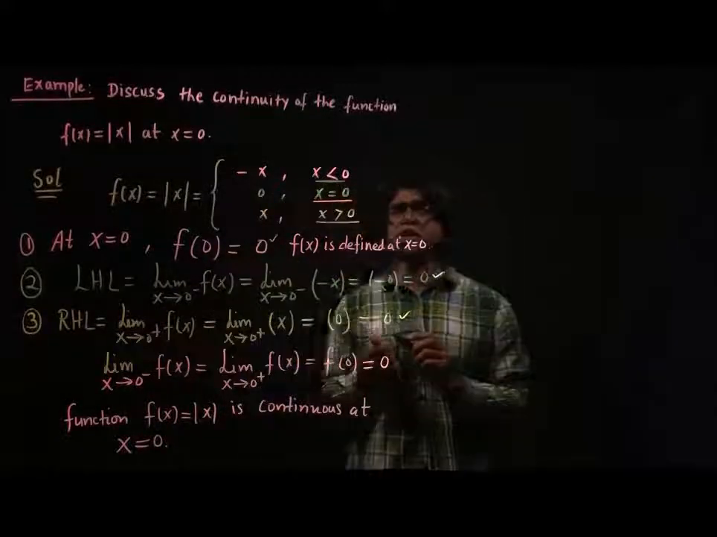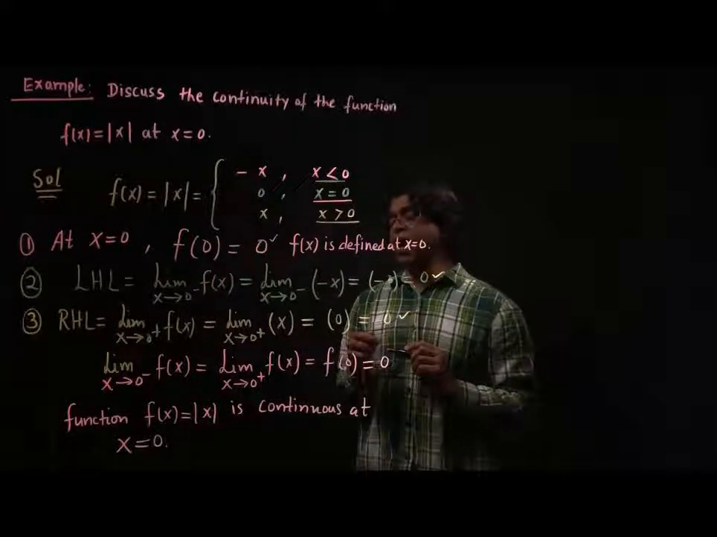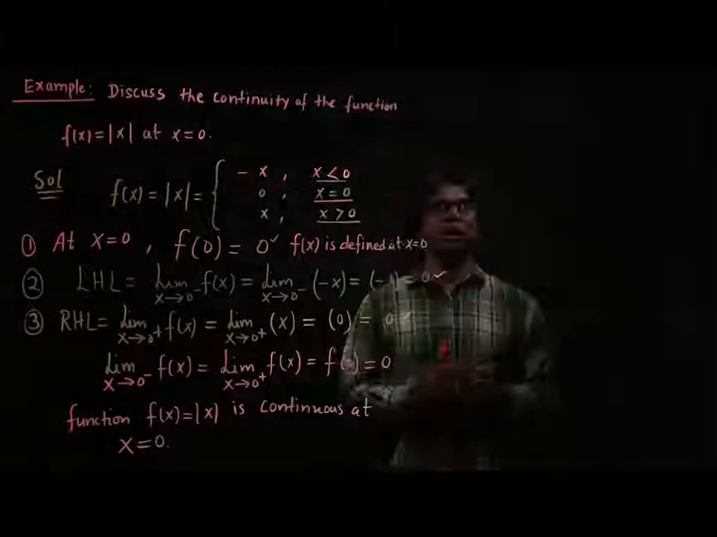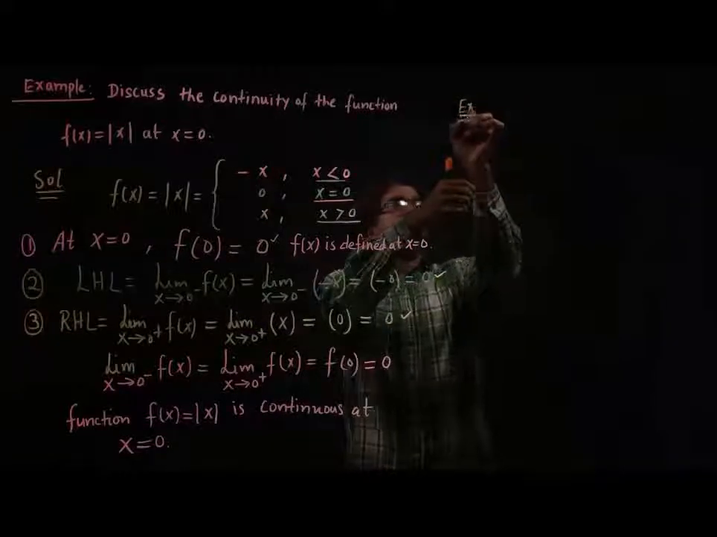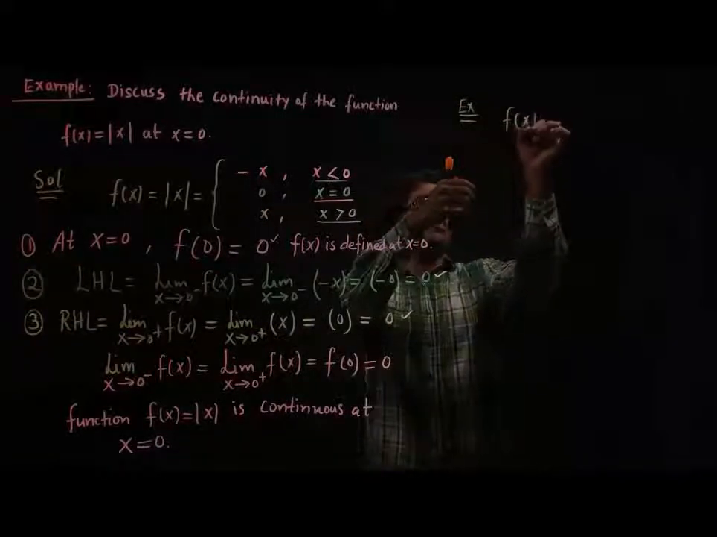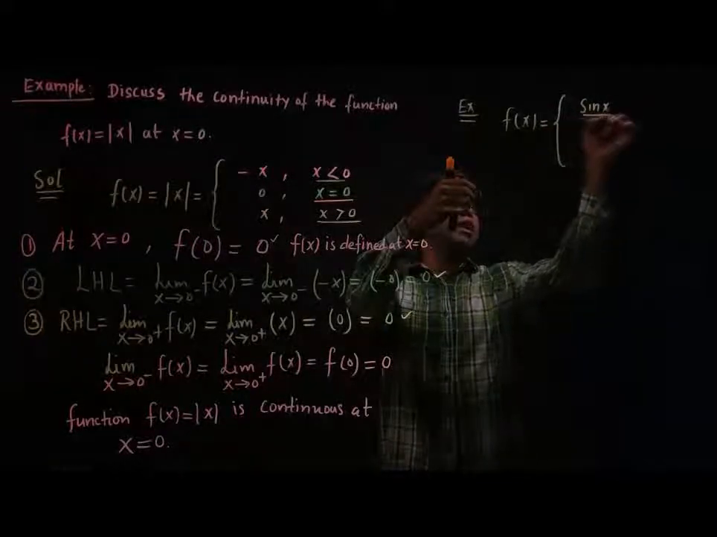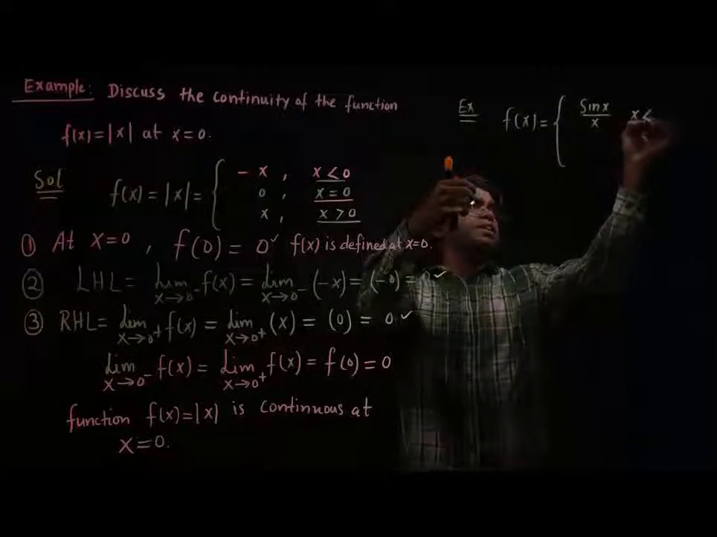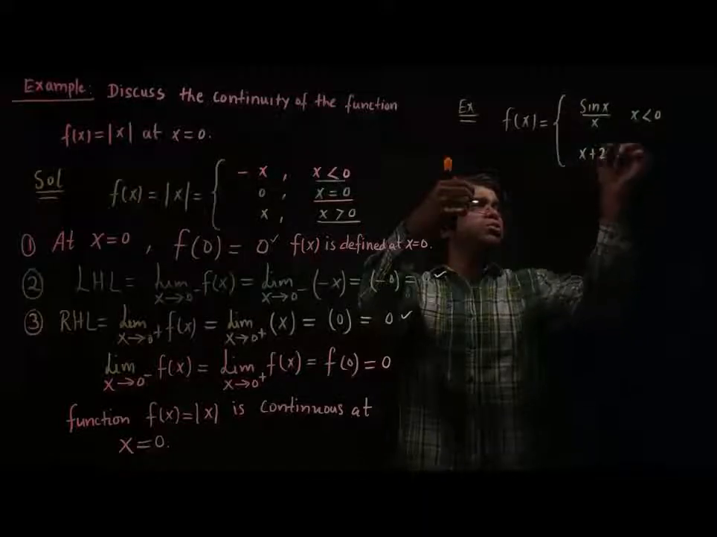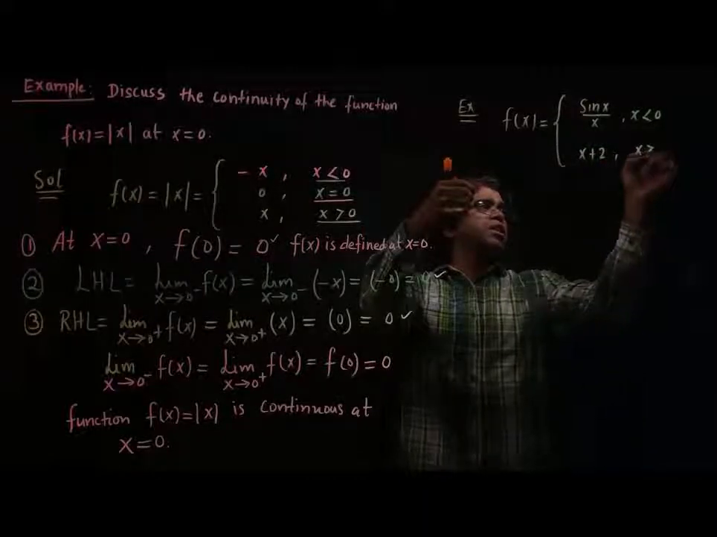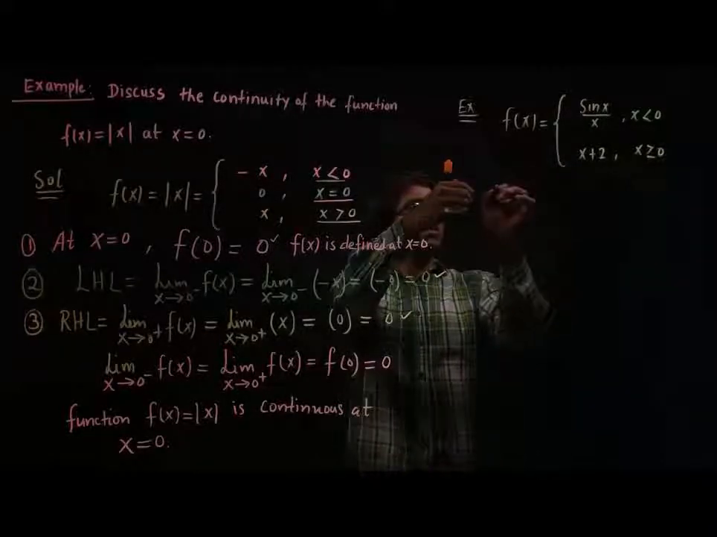So the continuity of the function f(x) equals absolute value of x is defined at x equals 0. Let's consider another example. Discuss the continuity of the function f(x) equal to sin x over x when x is less than 0, and x plus 2 when x is greater than or equal to 0.